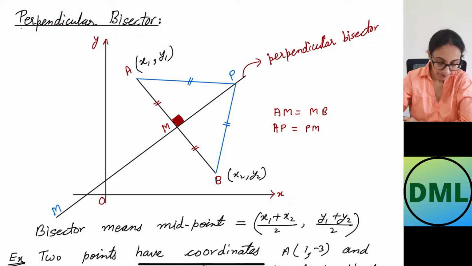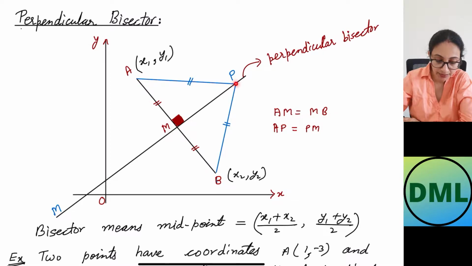Perpendicular bisector. As you can see, on the Cartesian plane, I have drawn one line AB and the perpendicular bisector PM. What is the meaning of perpendicular bisector? Perpendicular bisector means, first of all, that the line is perpendicular to the given line, and second, that it bisects the given line. That means you have AM is equal to MB.